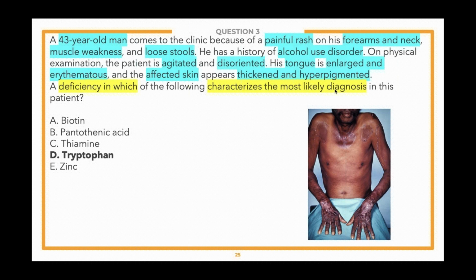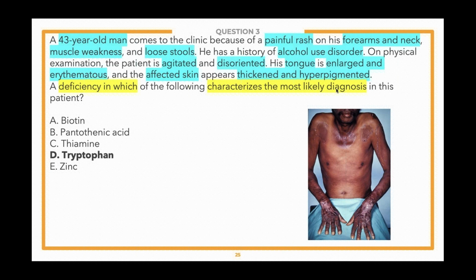The other answer choices, in case you selected those: zinc deficiency can also present with a rash, but that's more of a periorificial rash, a rash surrounding the mouth and the orifices, and it also results in delayed wound healing and hair, taste, and smell issues, not what we have here. Thiamine deficiency can lead to issues with a variety of organ systems, including issues with your eyes, ataxia, and Wernicke-Korsakoff-type syndrome as well, which we don't really have here.